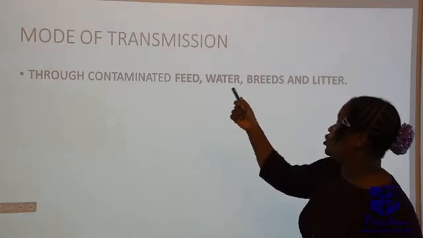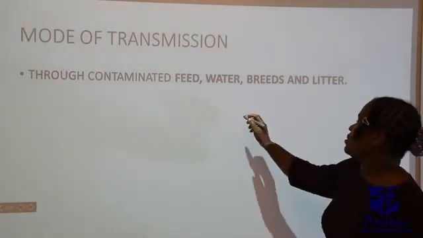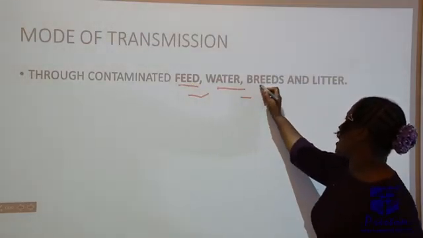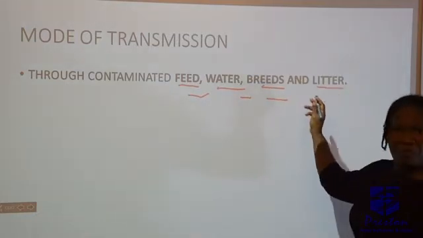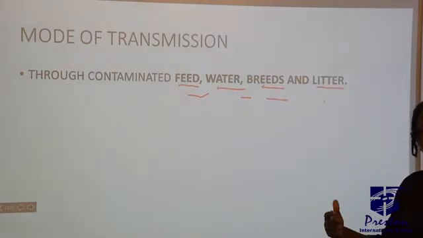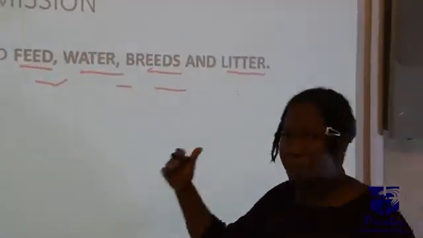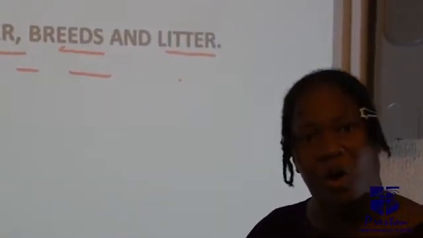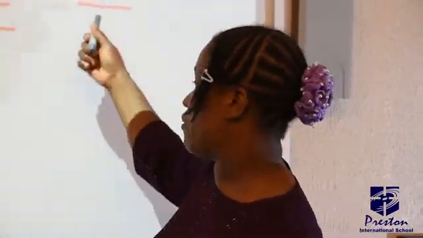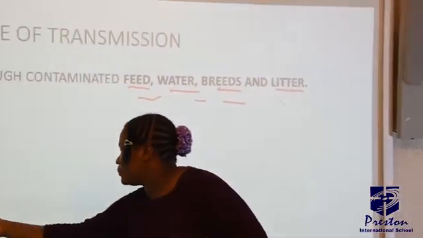Now, the next one, mode of transmission: through contaminated feed, water, birds, and litter. We've talked about litter, where we talk about wood shavings and sawdust. The moment any one of the birds is infected, the feces in the litter will affect others, because others will definitely pick at the litter, and so it can affect them.